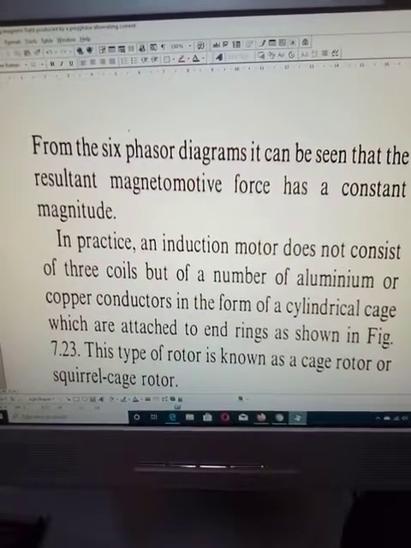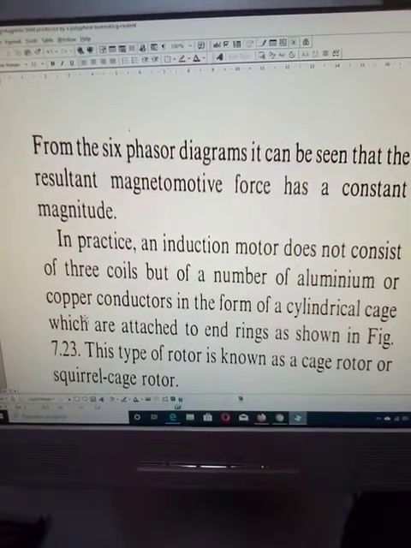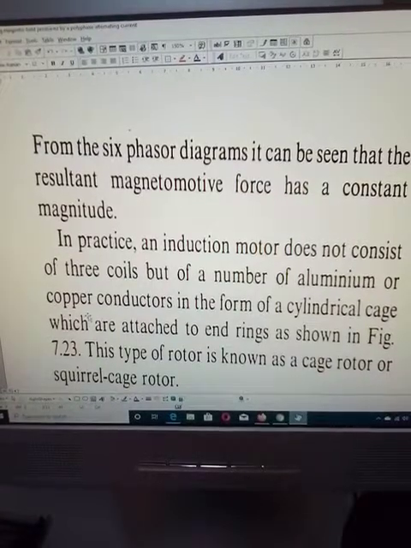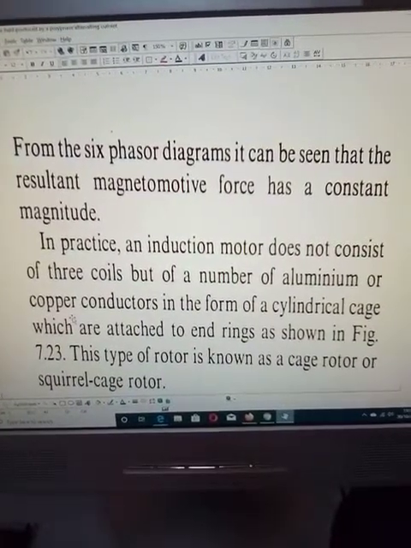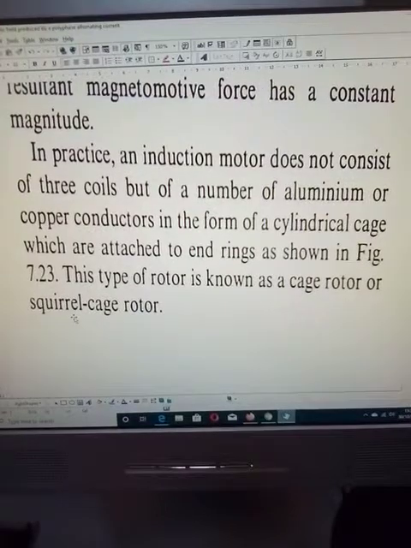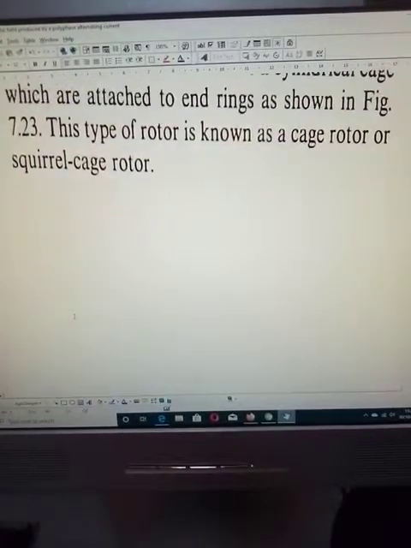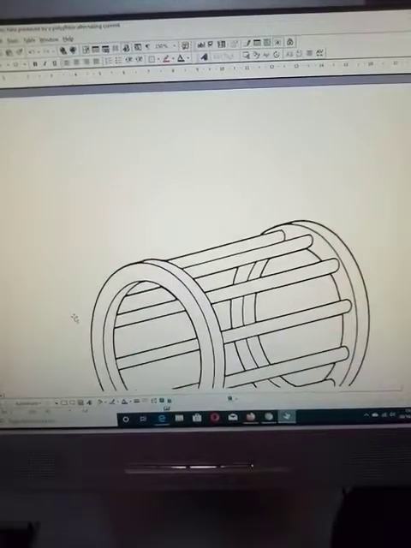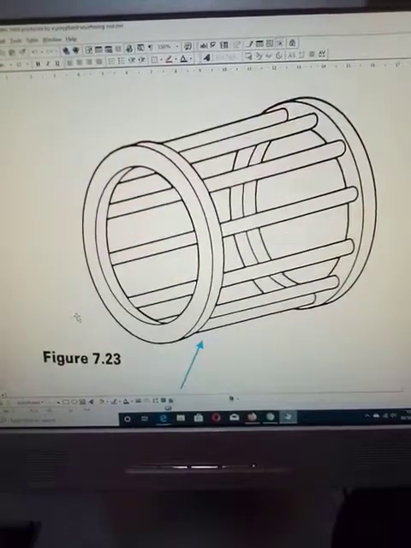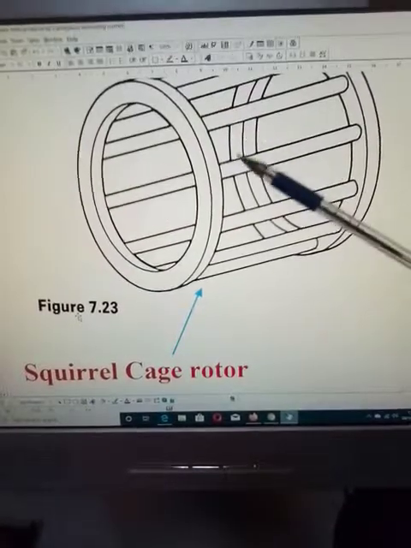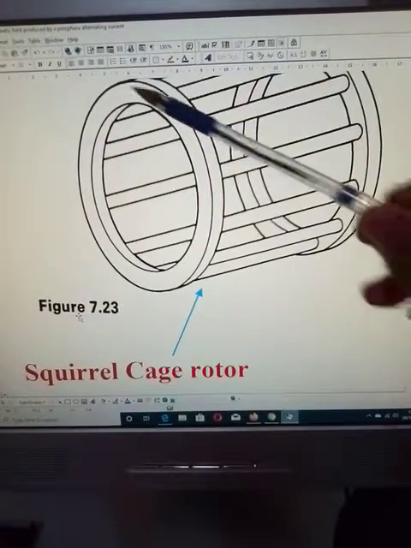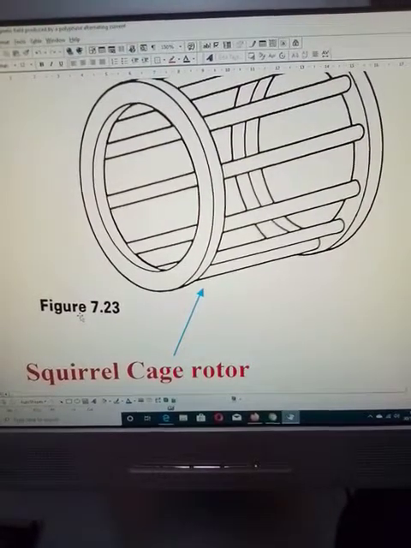Okay? And here we're just simply looking at how a magnetic force works on a motor of one sort or another. And this is the squirrel cage rotor. Okay? And these are your copper bars or your aluminium bars connected to an end ring.